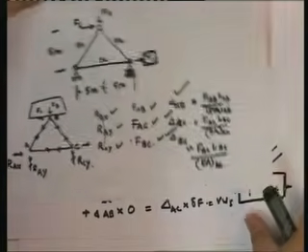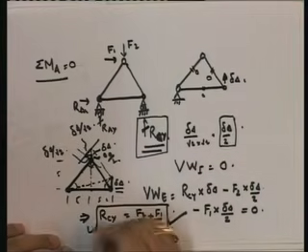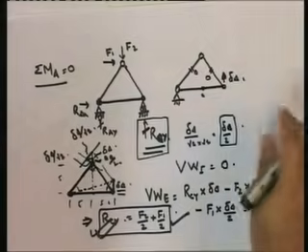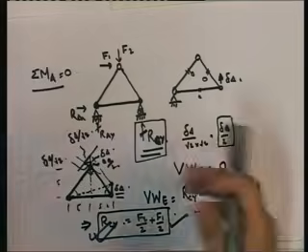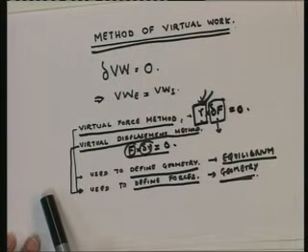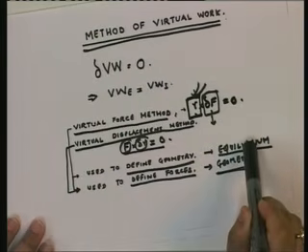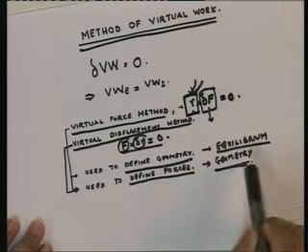And the method of virtual displacement is used to find out the forces in the structure using geometry. So that's the point that I was trying to make right at the beginning. The virtual force method is used to define geometry using equilibrium. And the virtual displacement method is used to define forces using geometry.